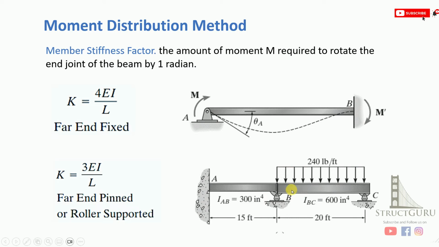Now sometimes the far end is a roller, or a combination with fixed. For example, if you're looking at joint A from joint B, the far end is fixed, so in this case you will use the formula 4EI over L. But if you're looking at joint C from joint B, that means the far end is a pin or roller. In that case, the stiffness formula is taken as 3EI over L.